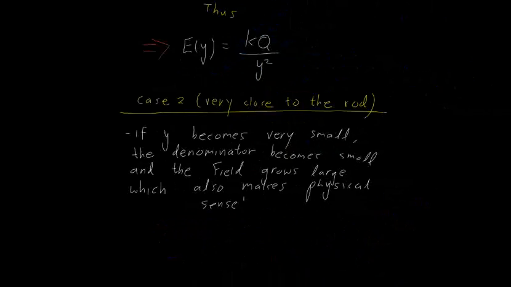Right, because if y becomes very small, denominator gets small, and the field is going to get very big, right? The closer you get to a charged object, the stronger the field, right? That's the reason. The closer you get to a charged object, the field just gets very big. It just gets stronger. It gets more condensed. The strength is more condensed the closer you are to the field. Okay, so our formula passes both intuition checks.